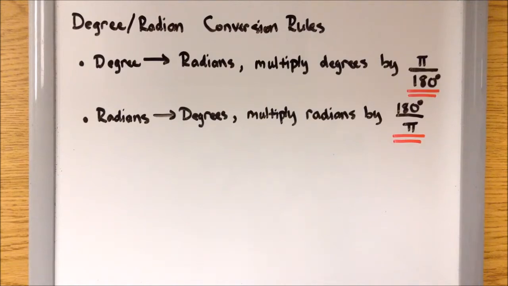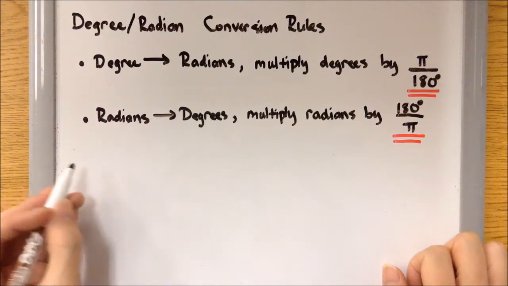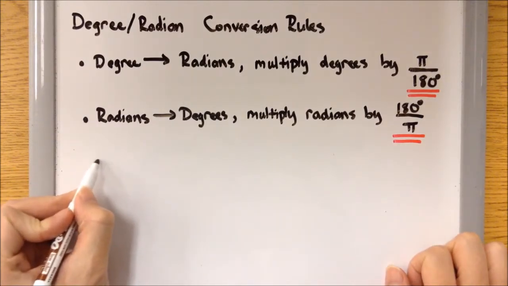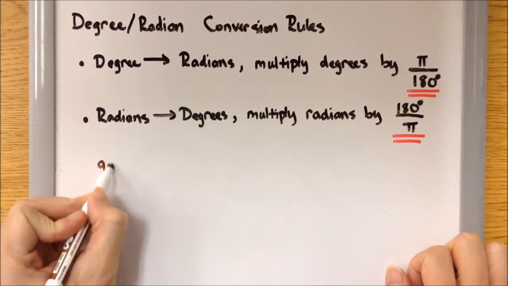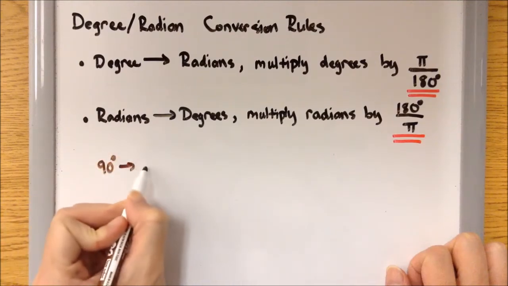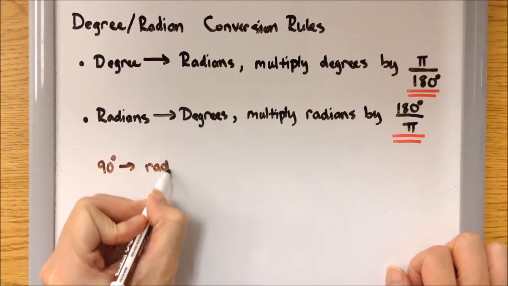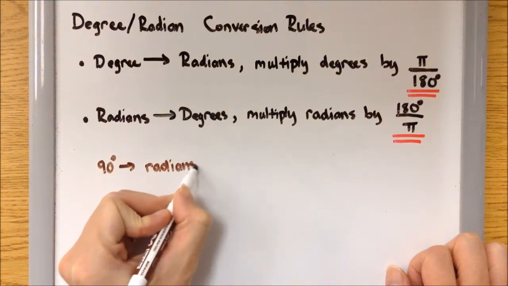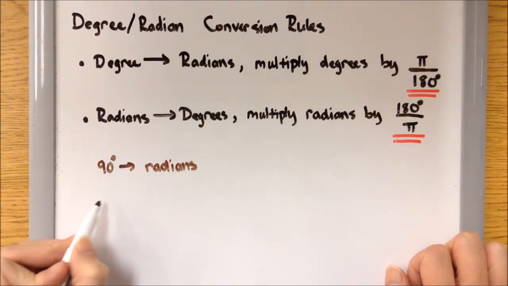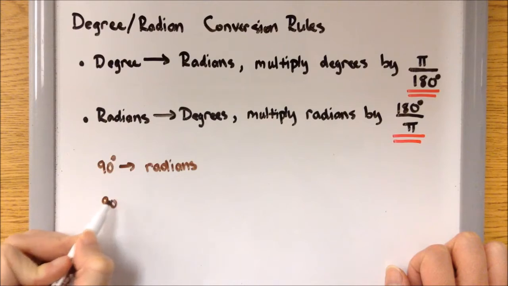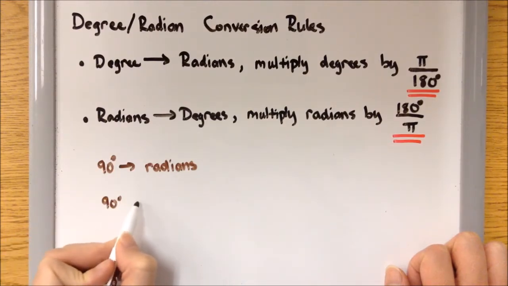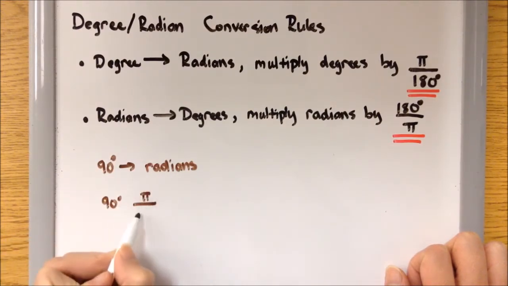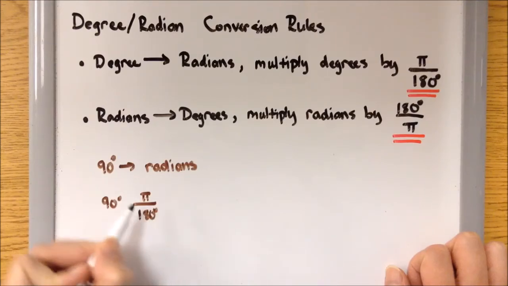So let's do some examples. Say we start off with our first example, 90 degrees, and you want to go into radians. So what we're going to do is go 90 degrees times pi over 180 degrees.